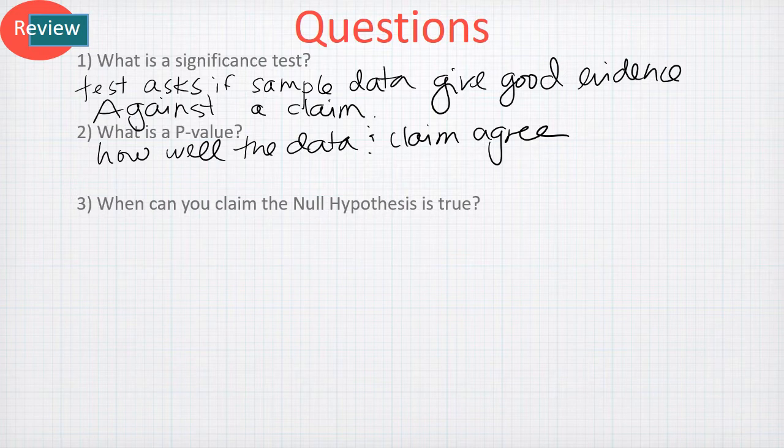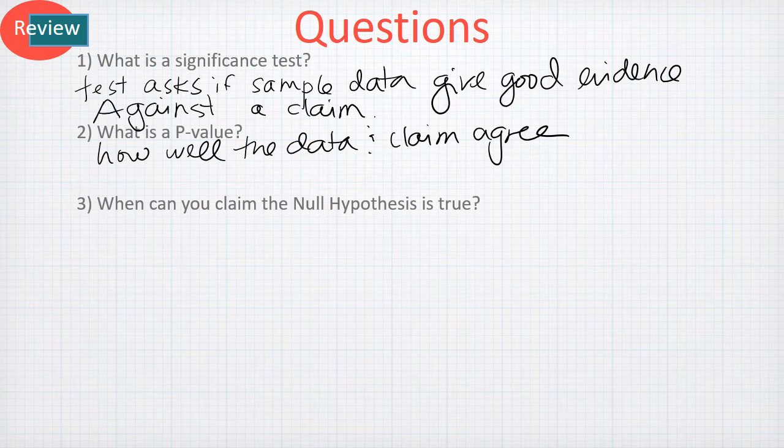When would you claim that the null hypothesis is true? False. You can never conclude that the null is true. You look for evidence against the null. If you have that, you say that you reject the null. If you can't find evidence against the null, you never say that the null is true. You say you fail to reject. So there is no such thing as the null is true.